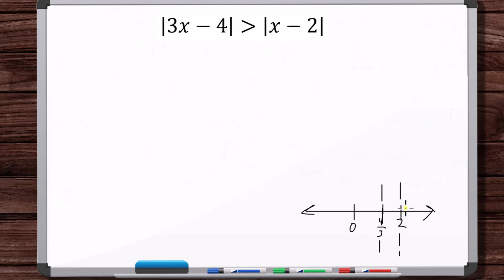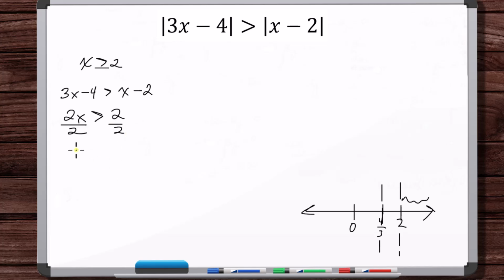Okay, let's start with x is greater than or equal to 2. Then x minus 2 is going to be positive or 0. So we've got 3x minus 4 is greater than x minus 2. Subtract x from both sides. Add 4 to both sides. You've got minus 2 plus 4, which is 2. Divide both sides by 2. X is greater than 1.